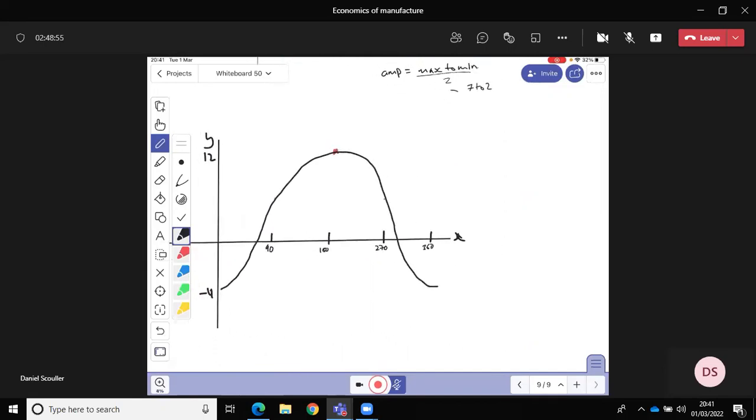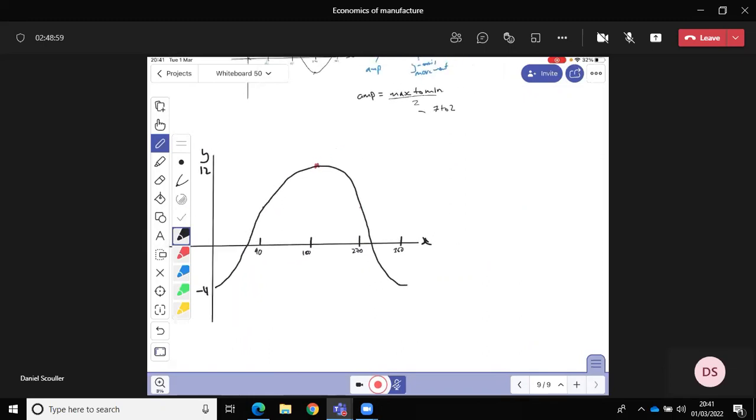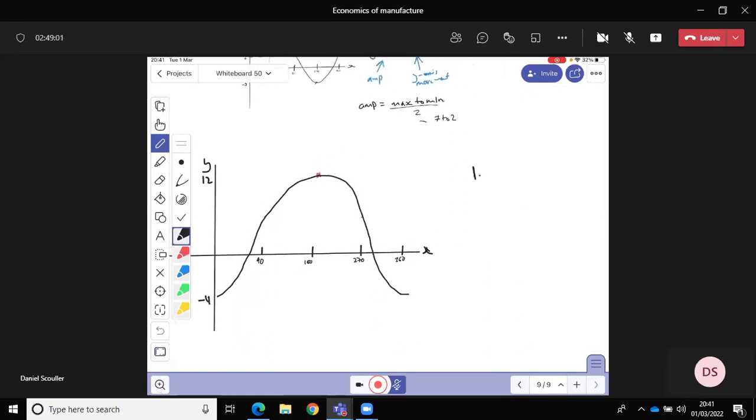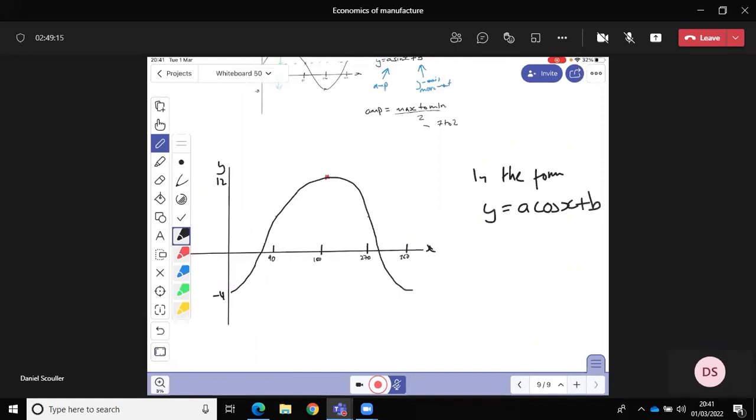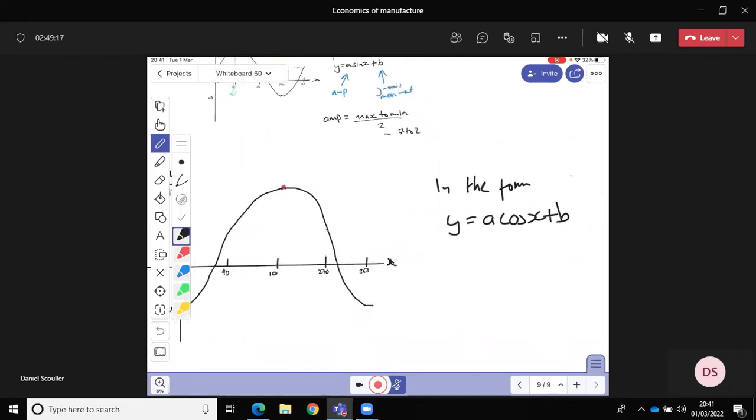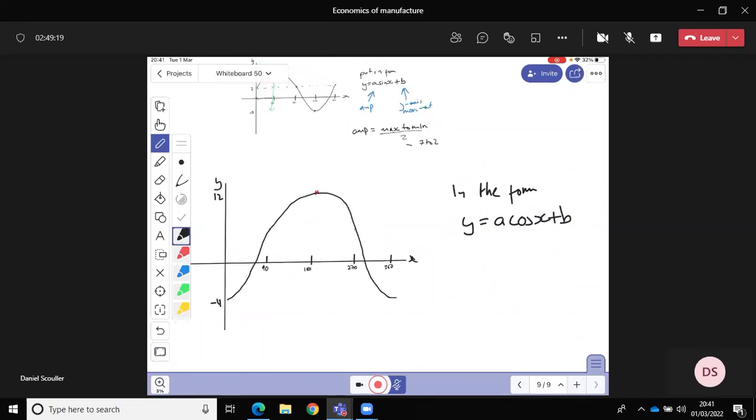Okay, slightly harder here, but we're going through the same process. I'm asking you to put it in the form y equals a cos x plus b. Have a go at that and think about it and see what you can pick up there.